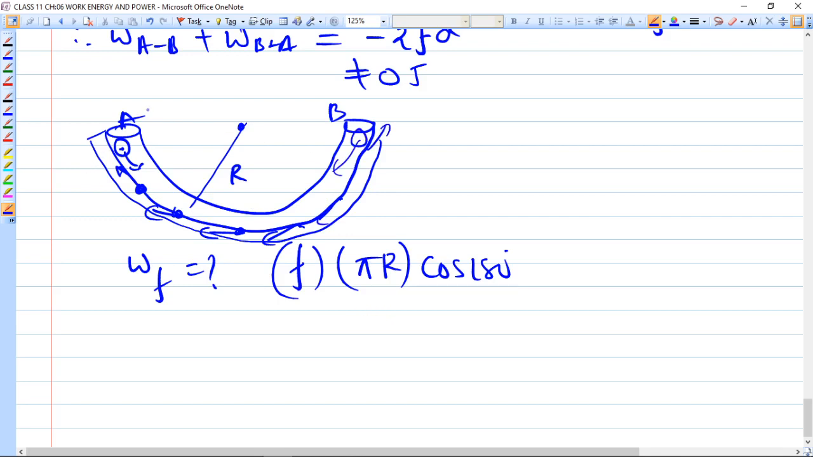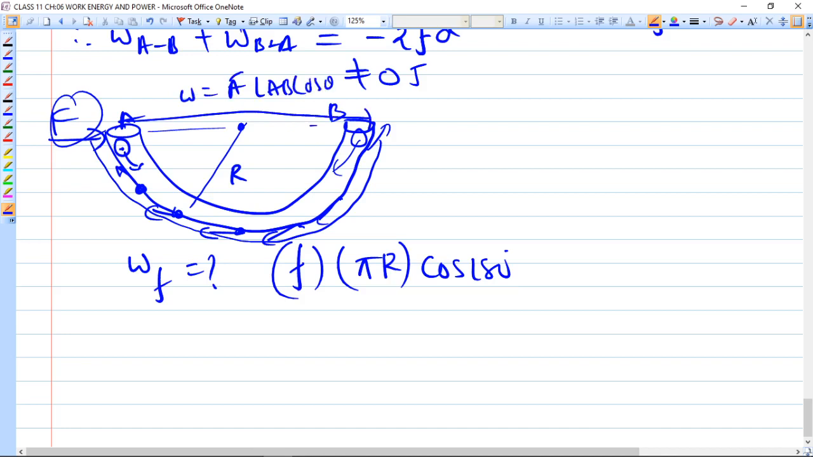Otherwise, if some other force is there, a conservative force, then what will be the work done by this force? Then it will simply depend on the displacement. Work done is equal to force into AB into cos theta, like that. Is it clear to you?